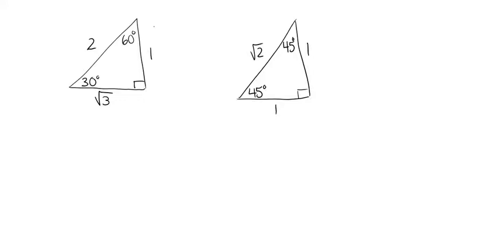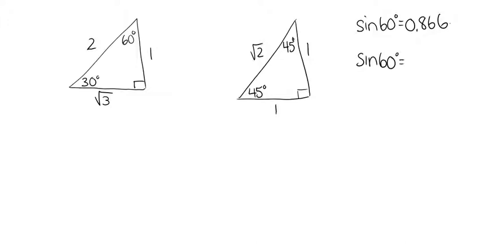These special triangles are pretty cool because they can help us get exact values. For example, if I wanted to know what the sine of 60 degrees is, let's say I punched sine 60 into my calculator. My calculator tells me that sine 60 is equal to 0.866.